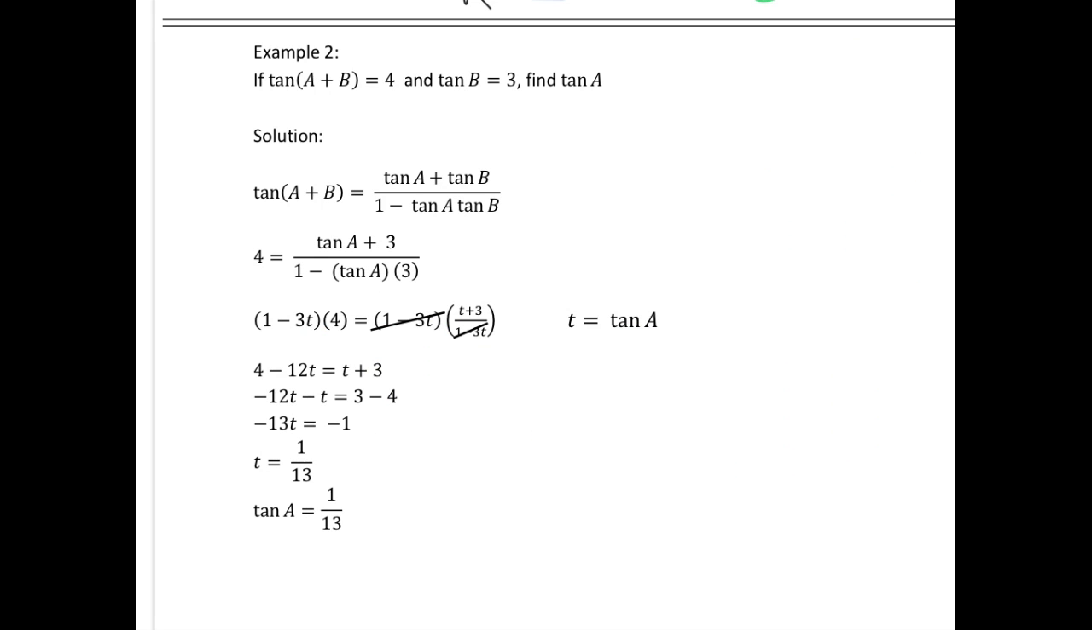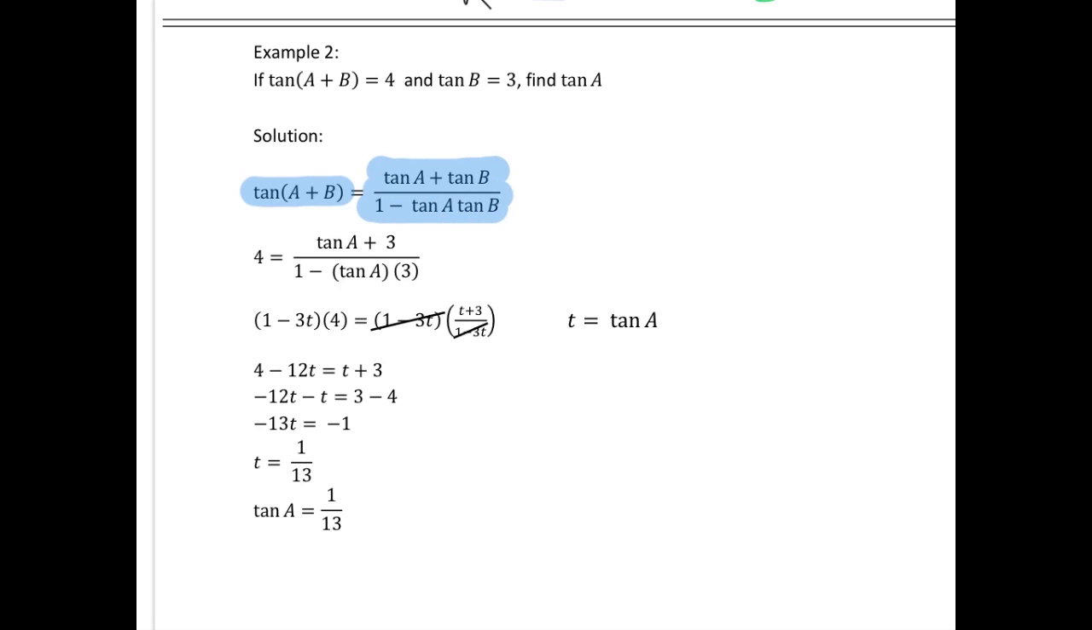Our next example reads, if tan of A plus B equals 4 and tan of B equals 3, we need to find tan of A. So our solution in this case is going to be to look at the formula for tan of A plus B, and that's given in the tables as tan of A plus tan of B all over 1 minus tan A times tan B. So that formula there.